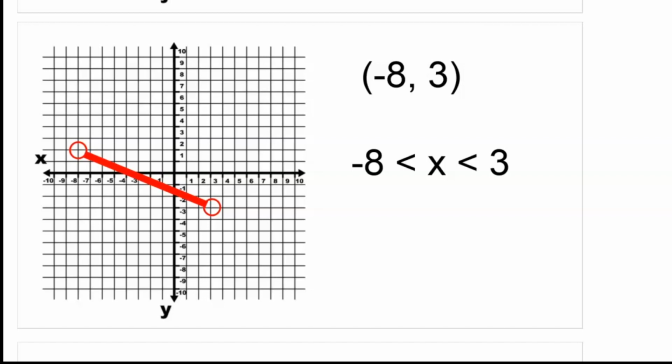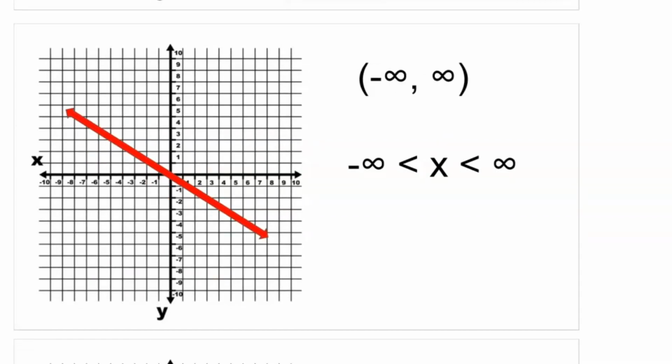So we have a parenthesis with the -8 and a parenthesis with the 3 because it does not equal either of those. And then in our inequality, we don't have any equal to signs. They are both just less than signs. So x is not equal to those numbers. Here's a graph where we don't have any points on the ends, and instead we have arrows, which means that line just keeps going on forever and ever and ever.